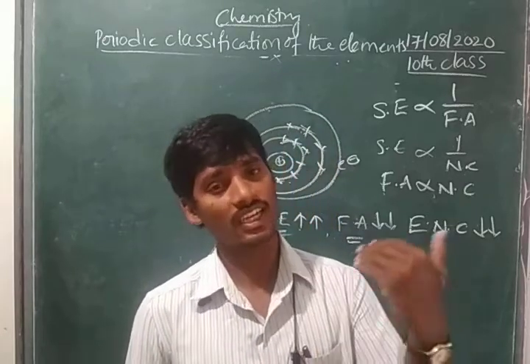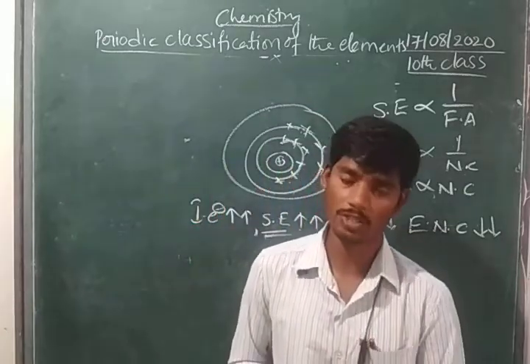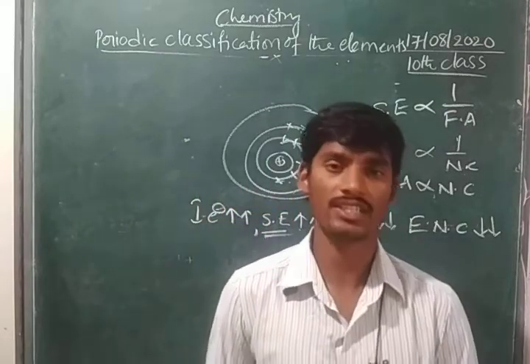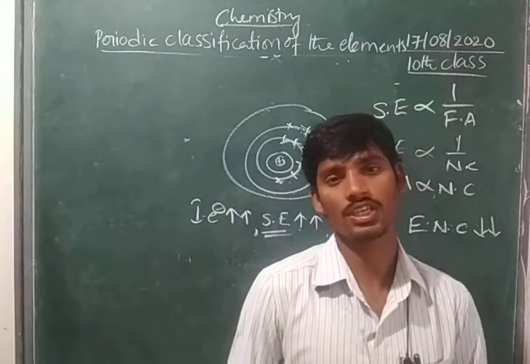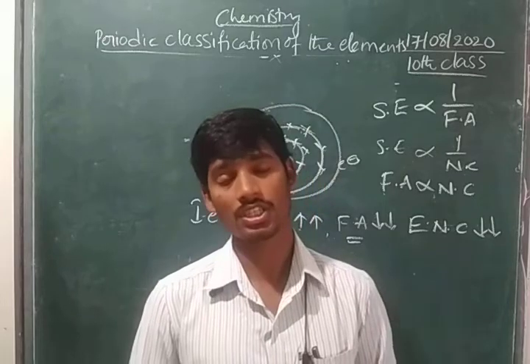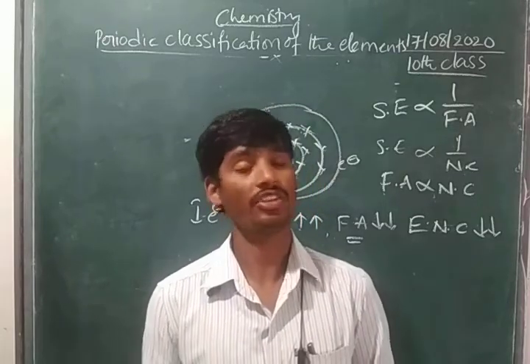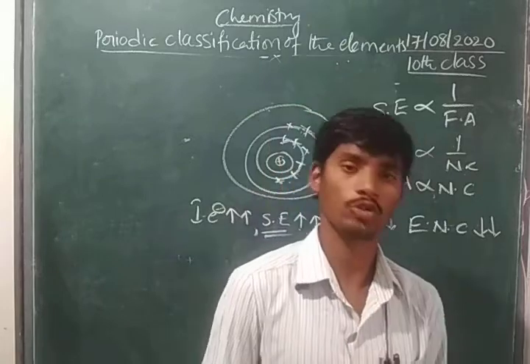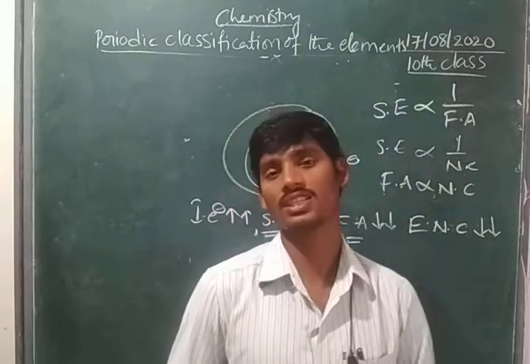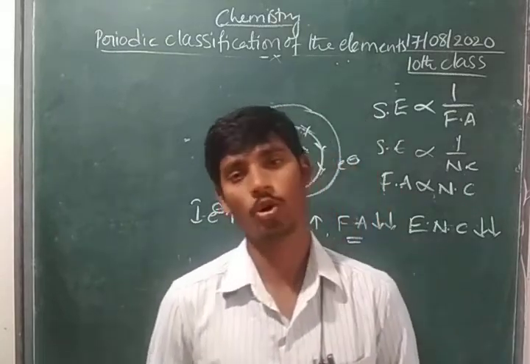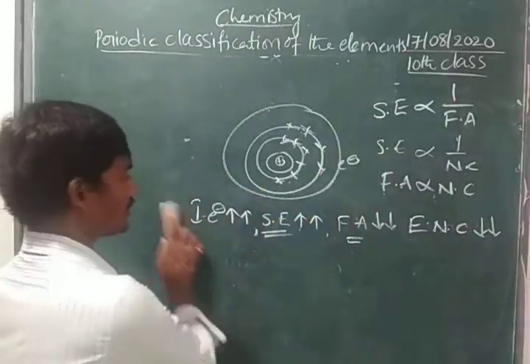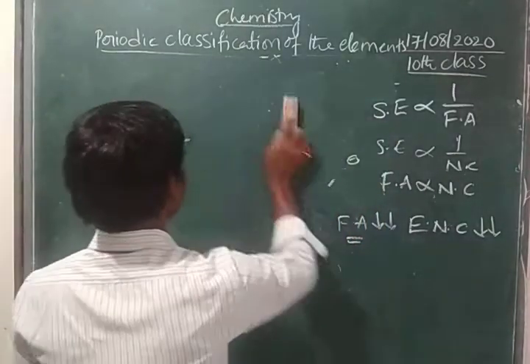See here, in the periodic properties, the first periodic property is atomic size. So now we are going to discuss atomic size. Before that, we have to discuss how it varies in periods and groups, that is, how it changes in the periods and groups, and what the types of atomic radii are. The first periodic property is the atomic size.